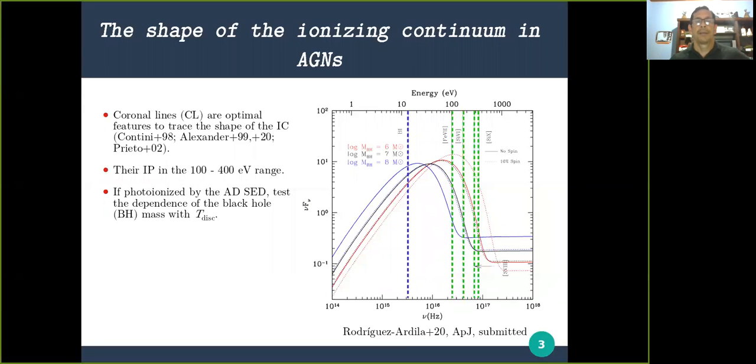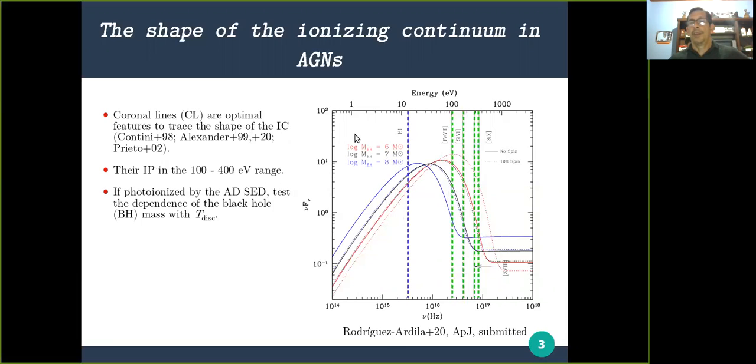And in this respect, the coronal lines are optimal features to trace the shape of the ionizing continuum. This is because the ionization potentials of these lines are in the 100-400 eV range, precisely in the region where we cannot observe the form of the ionizing continuum.